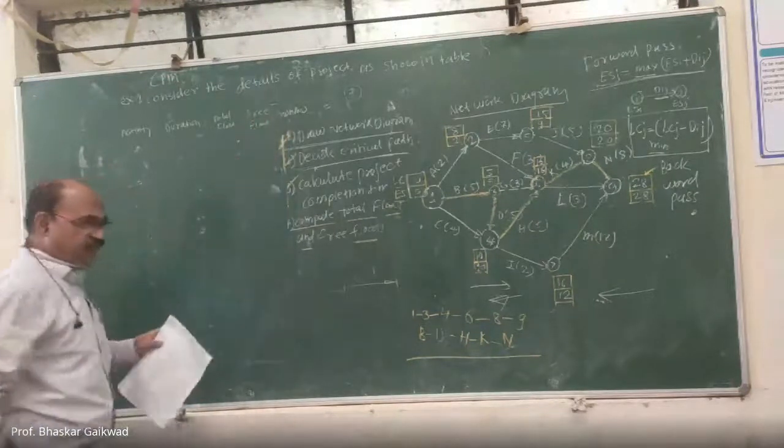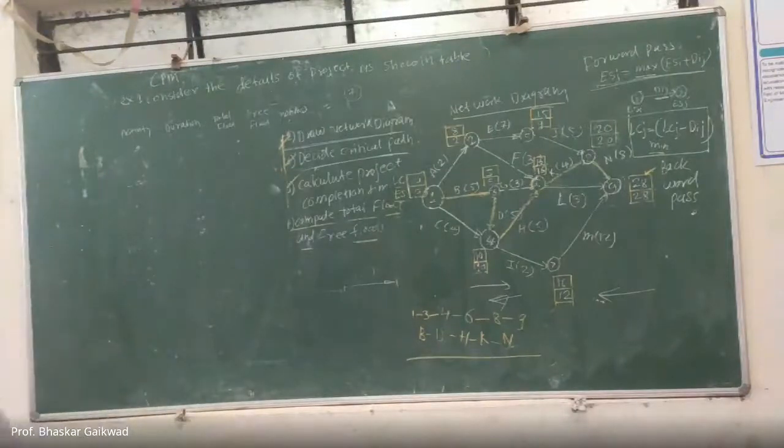Float, what is the float? It is actually the amount of time that the completion time of an activity can be delayed without affecting the project completion time. Once again, I will repeat: total float is the amount of time that the completion time of an activity can be delayed without affecting the total project time.